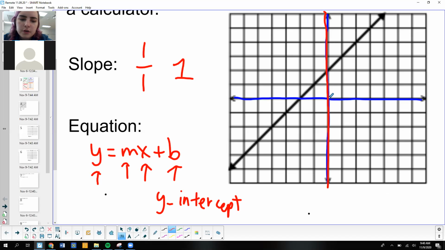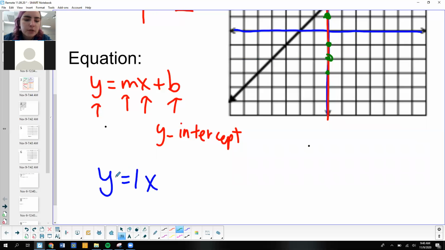So for this one, the line intersects at +2. And we know that because if it intersected here, that would be a +1. Here is +2, here's +3, 4, same thing, -1, -2, that kind of thing. So wherever that line intersects the y-axis, that's what we put for b.